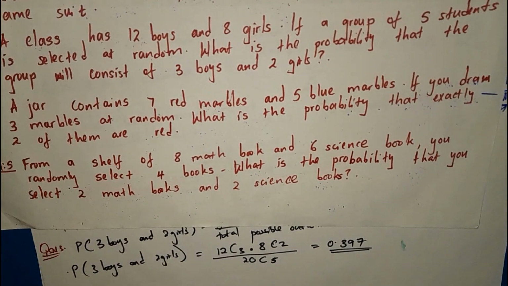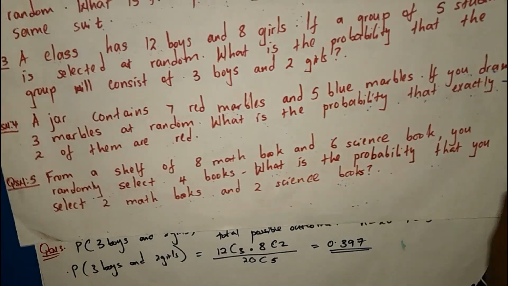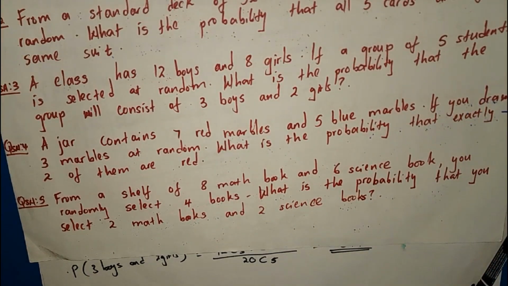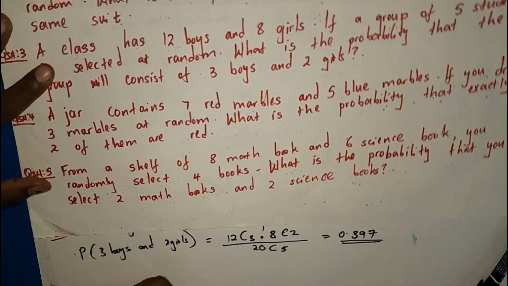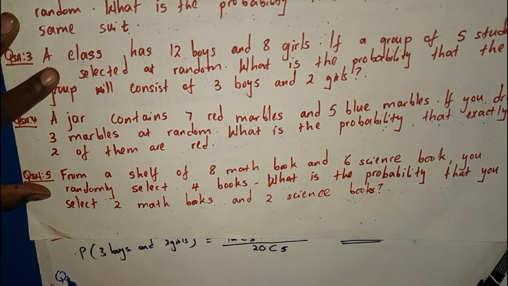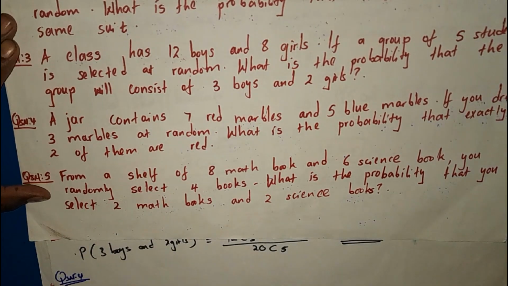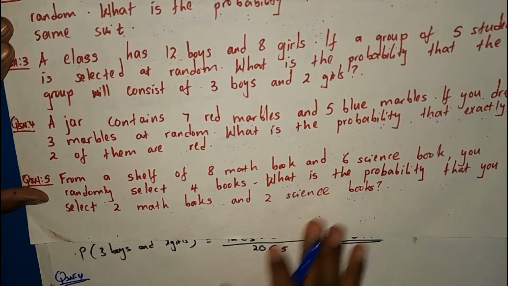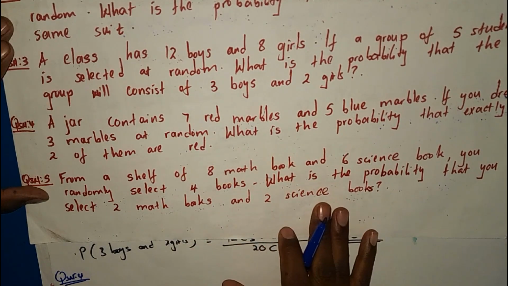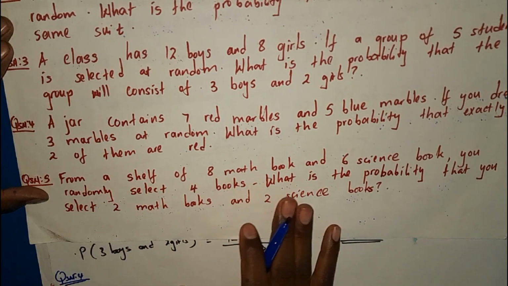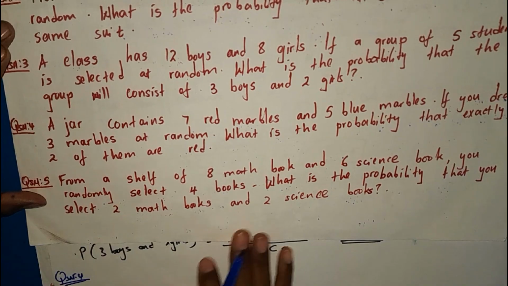Then let us move on to question number 4. For question number 4, you are free to try this one on your own. You can pause the video and try it on your own. It says a jar contains 7 red marbles and 5 blue marbles. If you draw 3 marbles at random, what is the probability that exactly 2 of them are red?